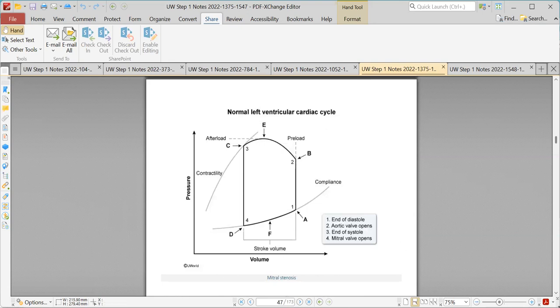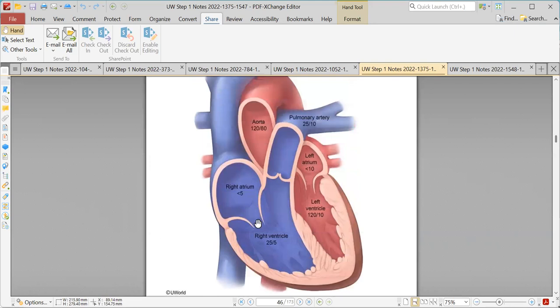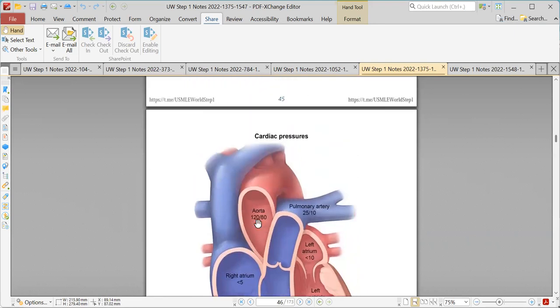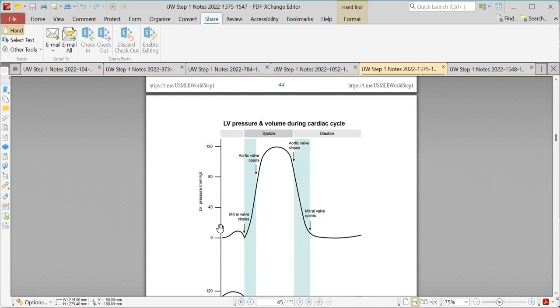So in mitral stenosis, what will you see? The left atrial pressure is really high. So preload actually decreases here. So preload decreases, so small volume in mitral stenosis. Preload is less, stroke volume is less, and the volume is less. This is really, really important.